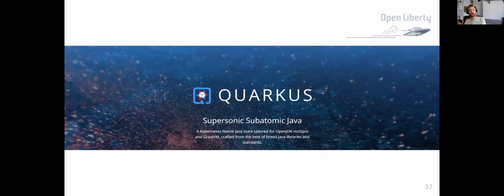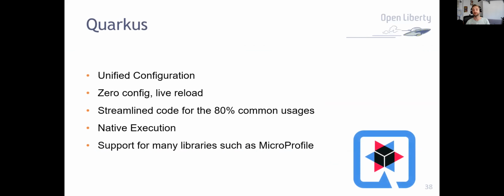Now, I can't talk about OpenLiberty and not briefly mention Quarkus. So Quarkus is another runtime offered by Red Hat. And this has very similar project goals to OpenLiberty. So unified configuration, zero config, live reload like we have in dev mode. But this supports things like native execution. So you can use the GraalVM for Quarkus.